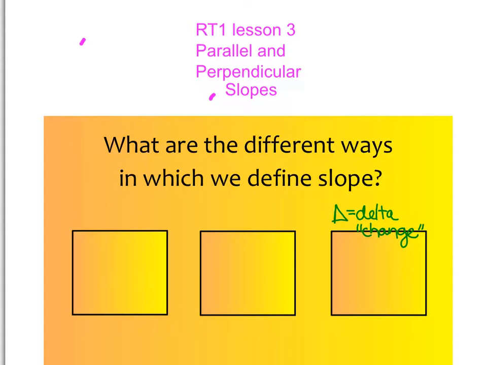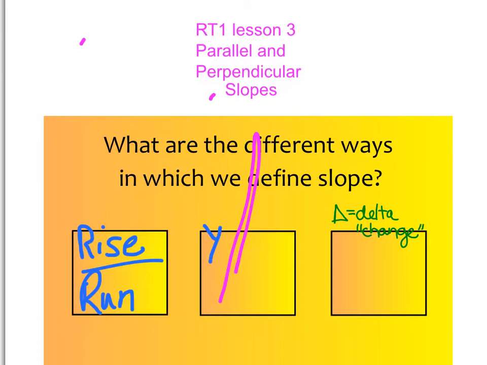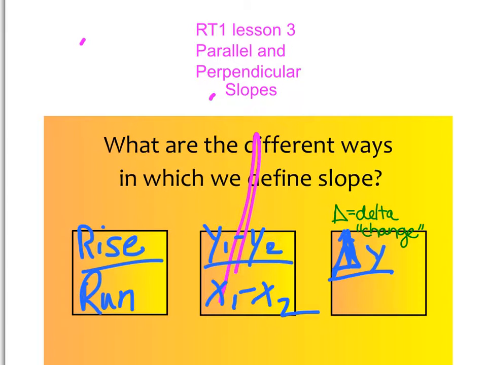Hey everybody, welcome to Right Triangles 1, Lesson 3, all about the parallel and perpendicular slopes. Slope is the rise over the run. It is y1 minus y2 over x1 minus x2, but then we're going to add something different. The Greek letter delta is a triangle, and delta in the world of mathematics means change. So if you write delta y over delta x, that's another way to express slope.